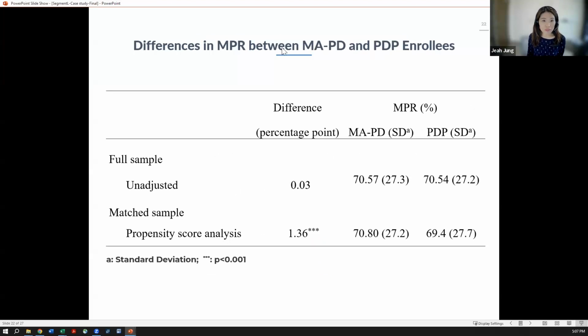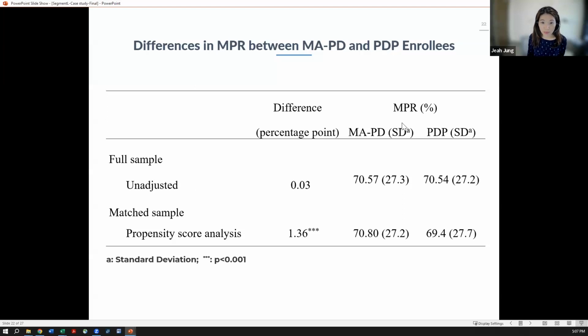Okay, so these are the results. This is a difference, a simple mean difference. This is before matching, which I call simply the unadjusted or unmatched sample. Wow, it's very similar, right?